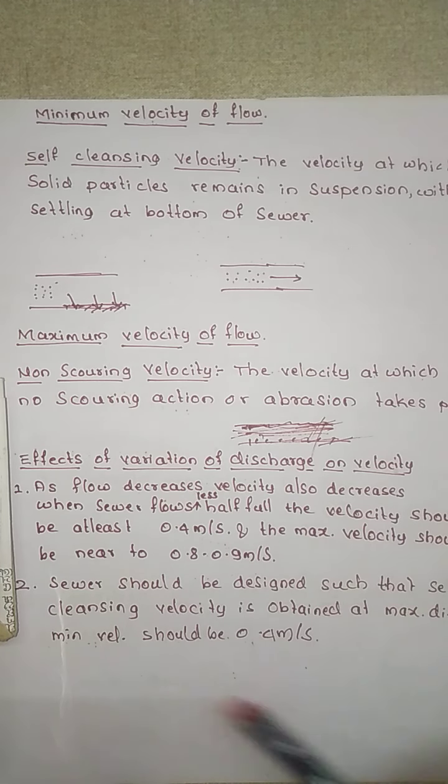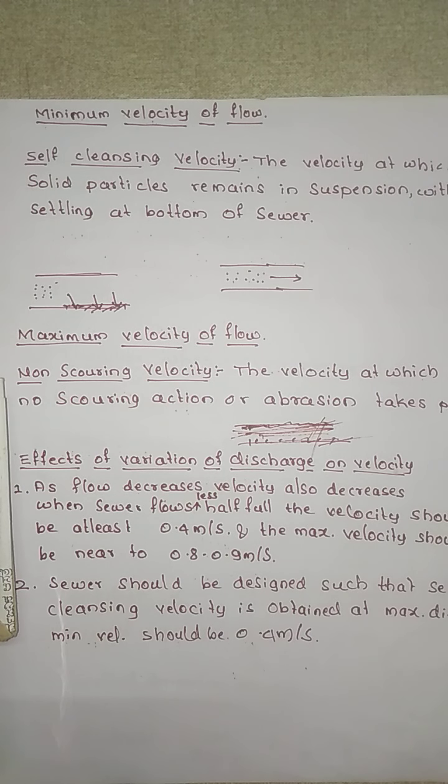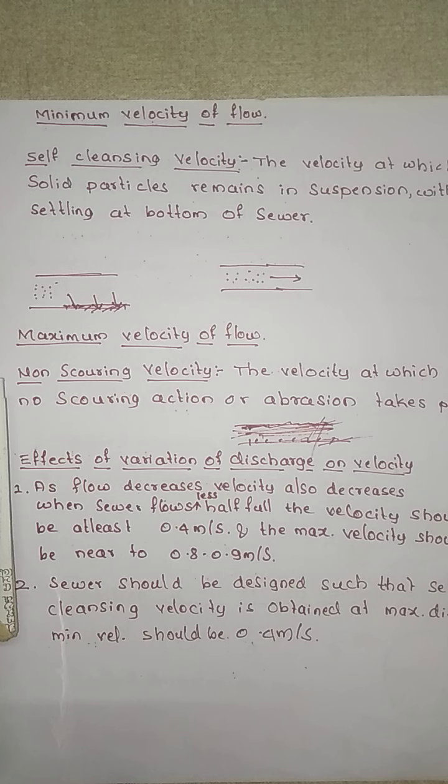Now we will see some of the effects of variation of discharge on velocity. As I have told earlier, the discharge in the sewer should not remain constant all the time. It should be flowing continuously, because if it is not flowing continuously, there is a possibility that the particles may settle down at the bottom. As the quantity of the flow decreases, the velocity of the flow also decreases.